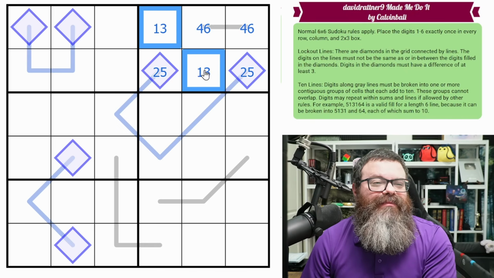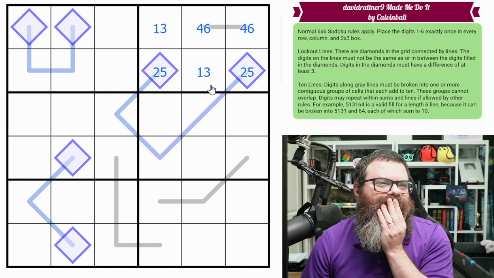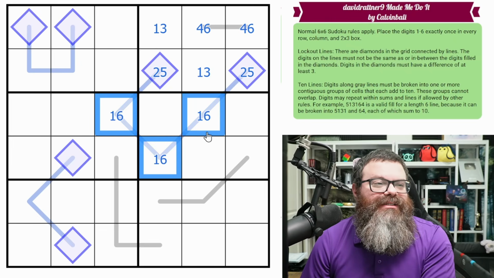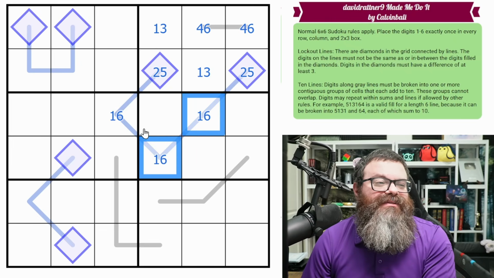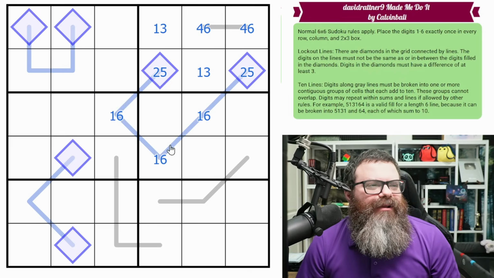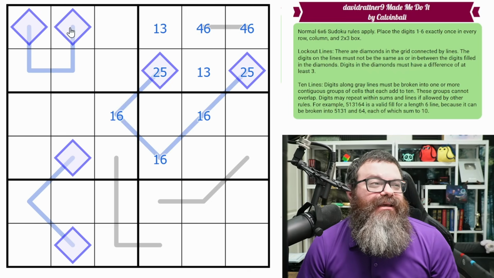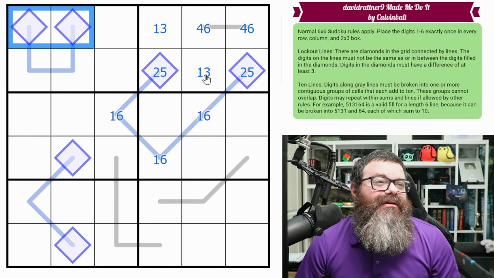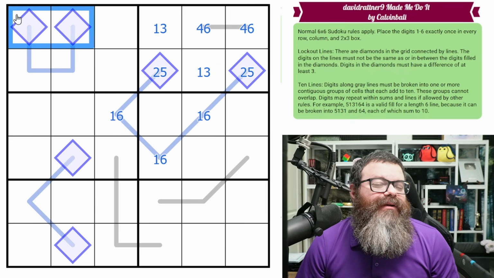That makes this a 1, 3 pair. Okay. So these are 1, 6. So this is a 1, 6 pair. This is a 1, 6 pair. These two are actually the same digit. Okay, what next? Up here, so we need this 1, 3 to appear somewhere.